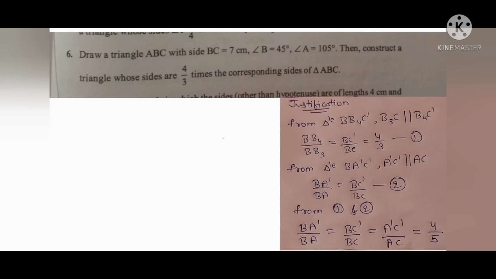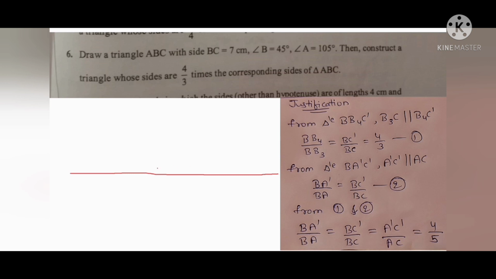So the question is: draw a triangle ABC with side BC equal to 7 cm, angle B equal to 45 degrees, angle A equal to 105 degrees. Then construct a triangle whose sides are 4 by 3 times the corresponding sides of triangle ABC. Let's make the triangle. Similarly you can make it. Okay, it is very easy.